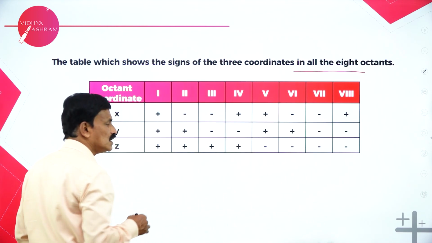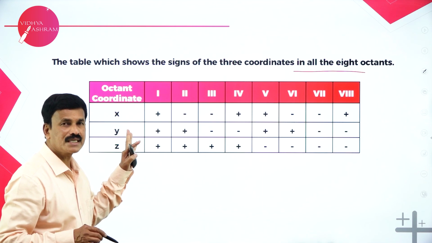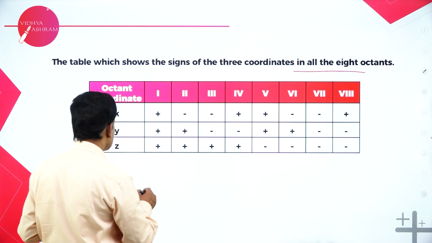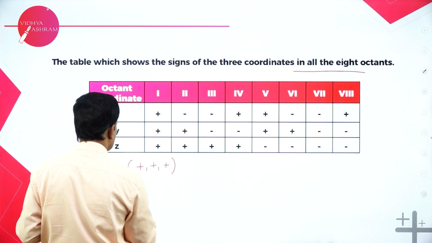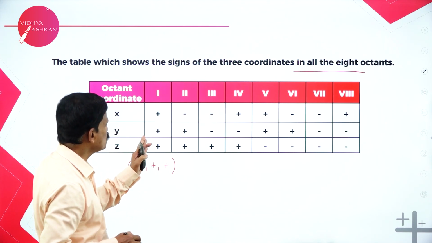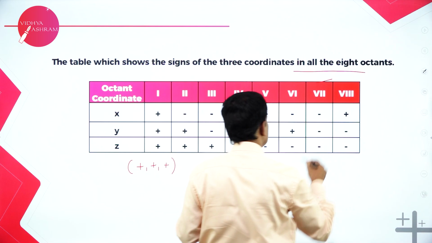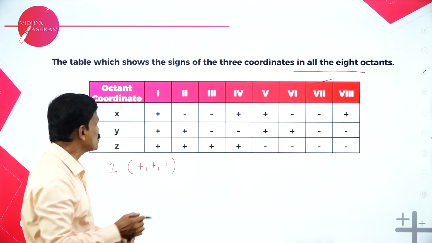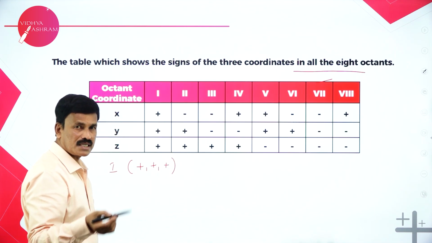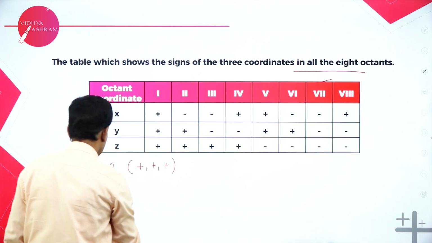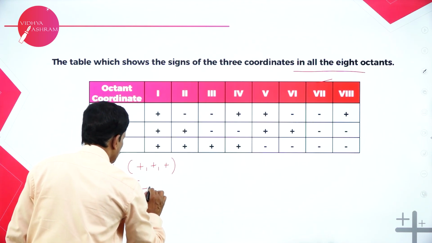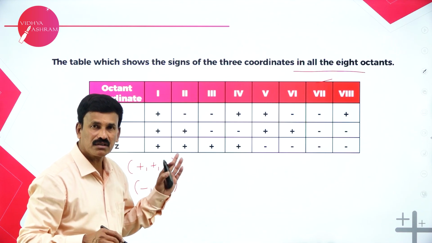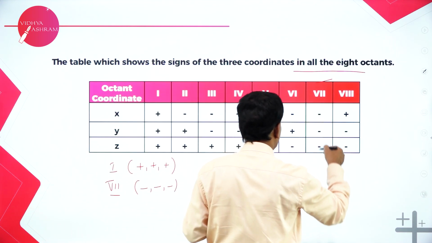So, x, y, z axis, that is the x coordinate, y coordinate and z coordinate. In the first octant, all are positive. X is positive, y is positive, z is positive. So plus, plus, plus in the first octant, and opposite to the first octant is the 7th octant. In the 7th octant, all are negative, negative, negative. So, first and 7th are quite opposite. In the first octant all are positive, whereas in the 7th octant all are negative.